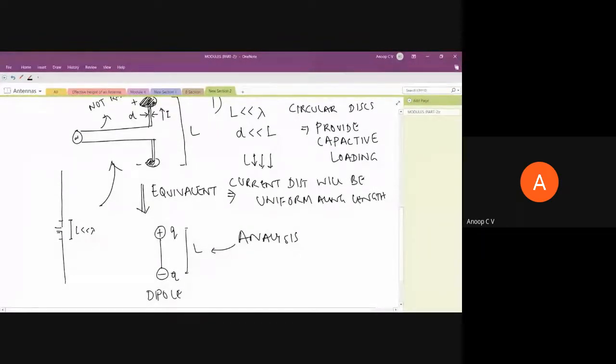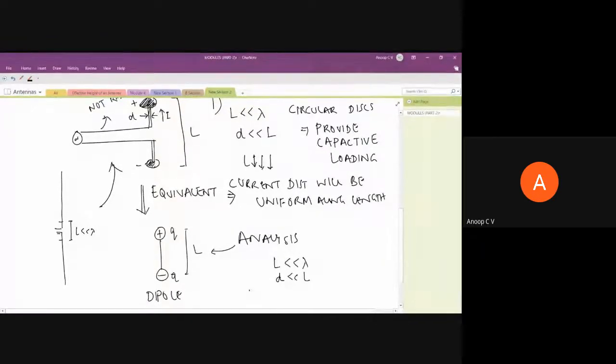So now I'll tell you the definition. Normally, for 2 marks, they used to ask what is a short electric dipole. A short electric dipole is a very small conducting wire of length L, much less compared to lambda, and thickness D, much less compared to L, and it has uniform current distribution.